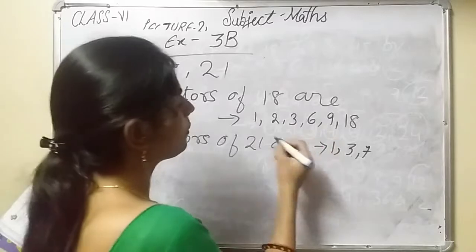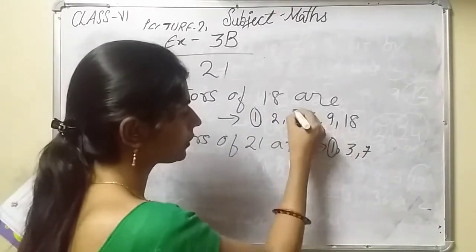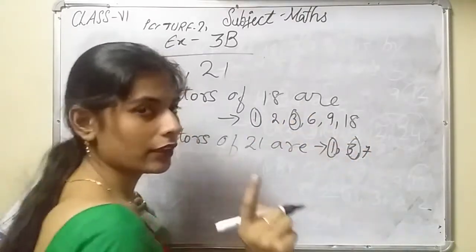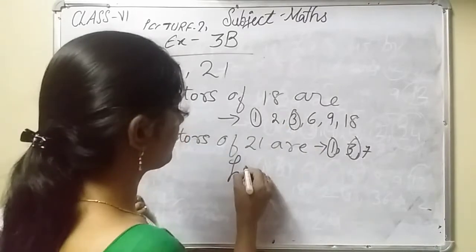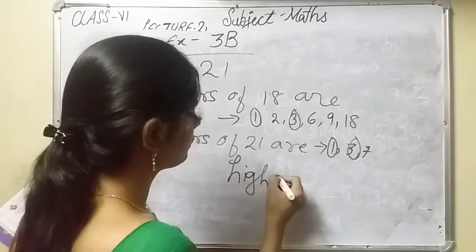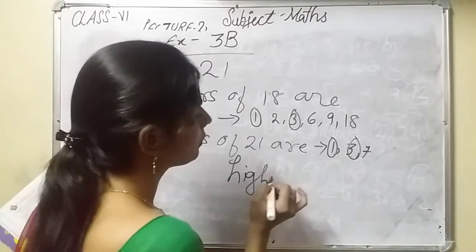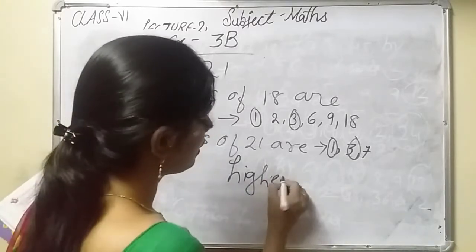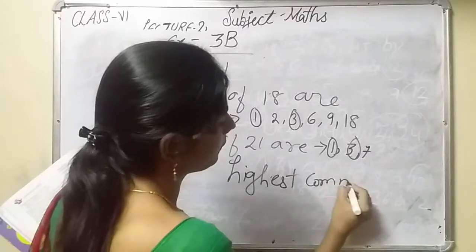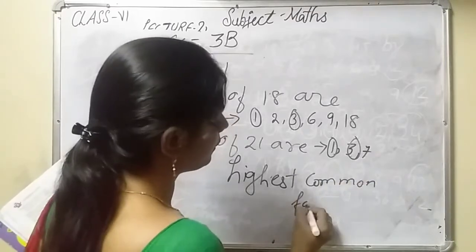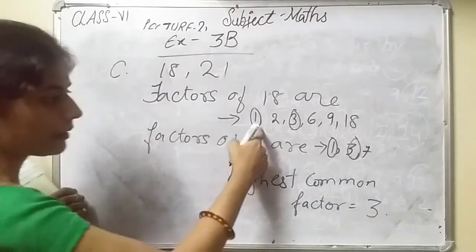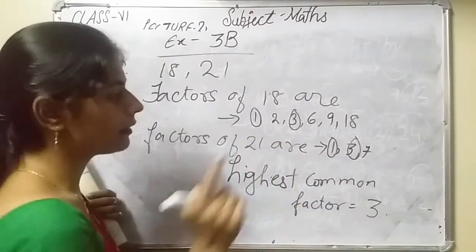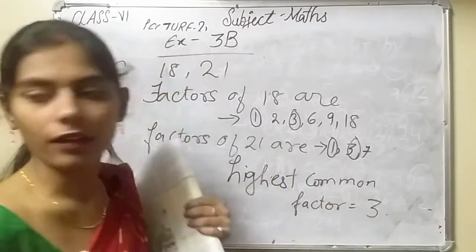Now see, which is the common factor you can find here? 1, 3, 1 and 3 only. But which is the highest common factor here? Highest common factor is equal to 3, because 1 is smaller and 3 is the greater number, which is the common factor here.